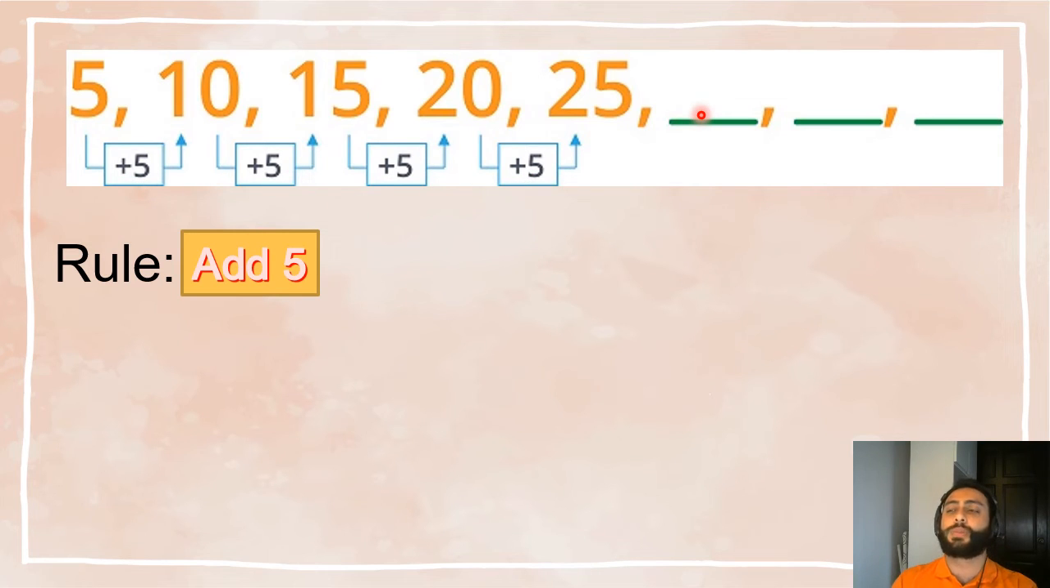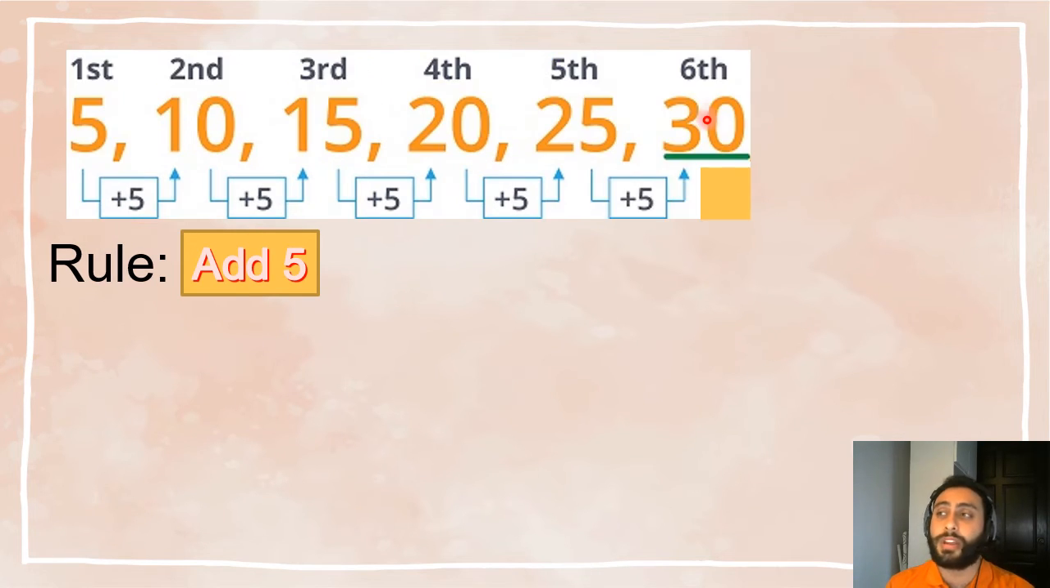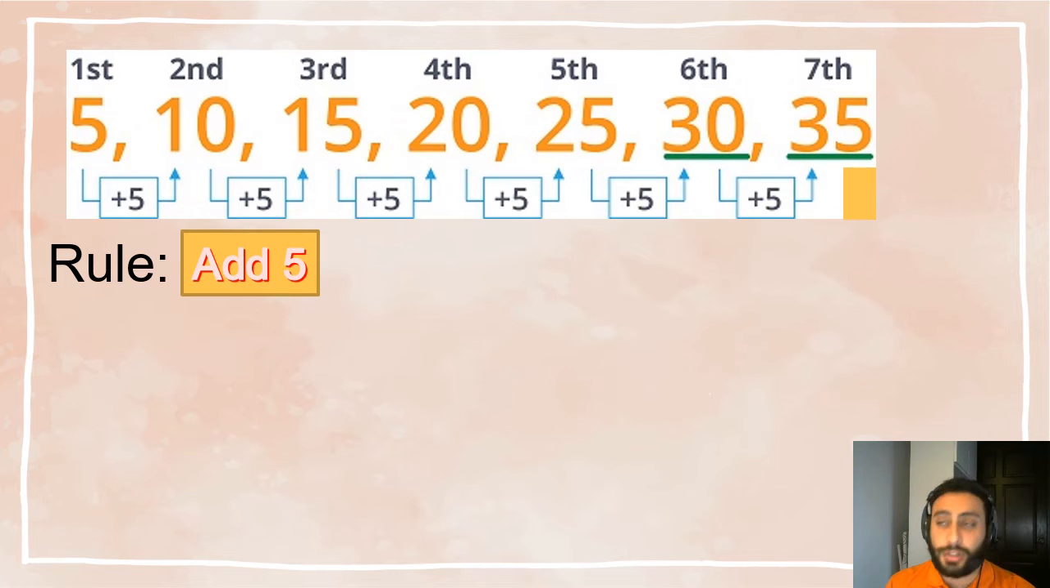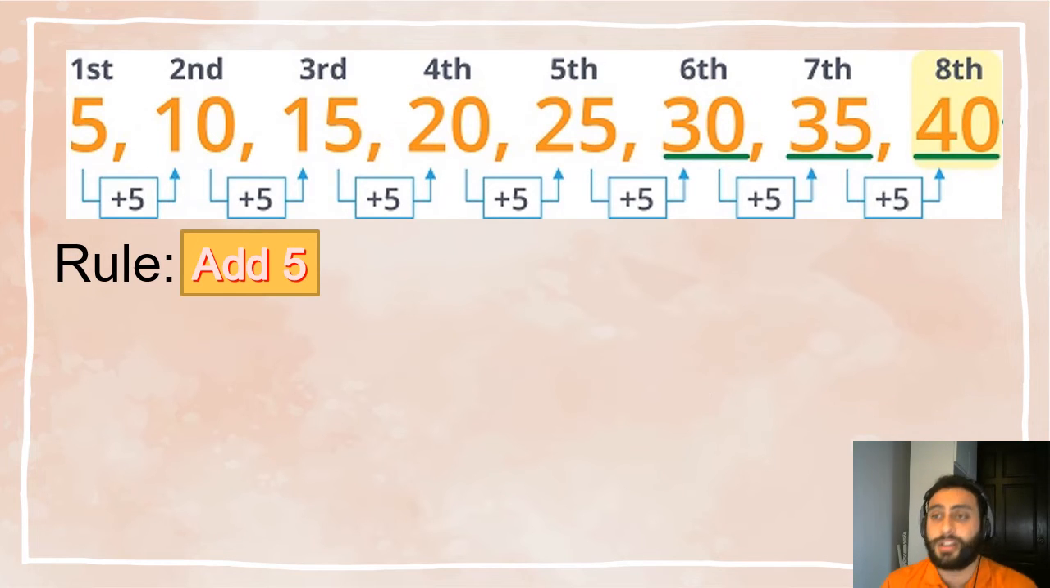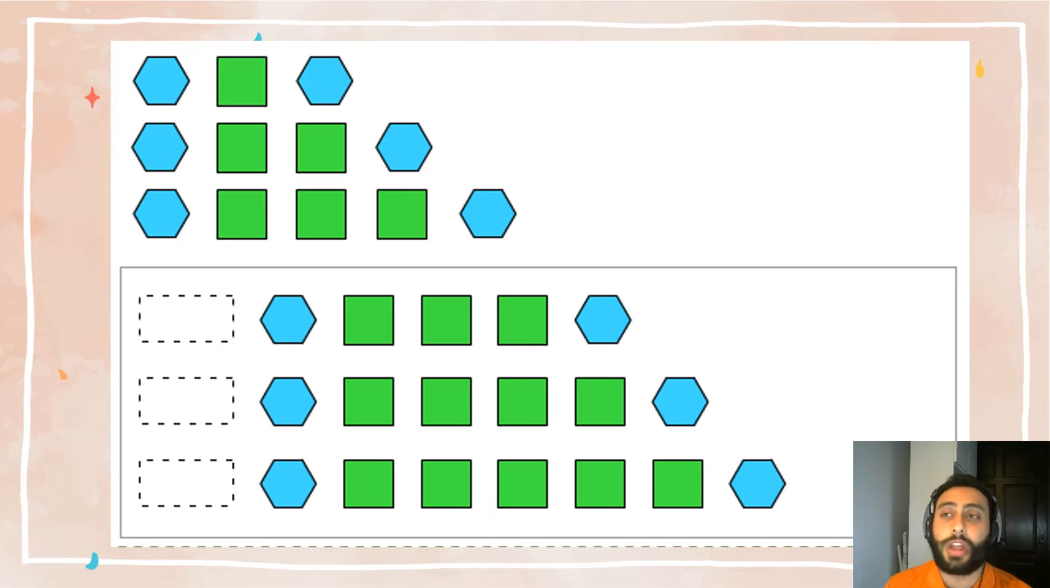So what is the next one? We know already. It's 30. Now, if you want to go to the next one, 30 plus 5 is 35. Now, 35 plus 5 is 40. So easy. Now we know 8 terms. See, you're so good at it right now.